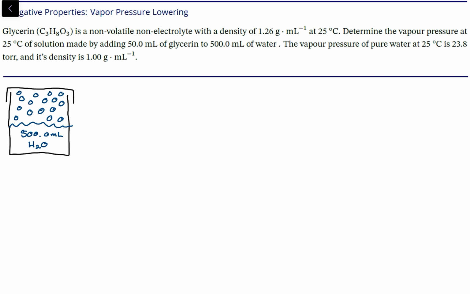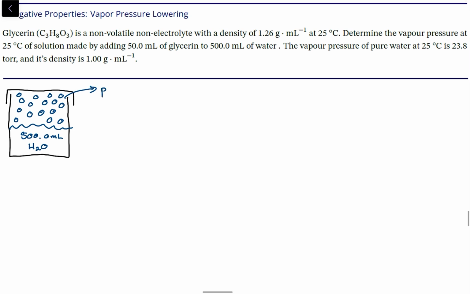Right. And this water vapor, when it's just water in this beaker, has a standard vapor pressure. So the vapor pressure of water is equal to 23.8 torr. Right. That's easy enough to understand. And of course, this is importantly at 25 degrees Celsius. This is all specifically at 25 degrees Celsius. This is the information.